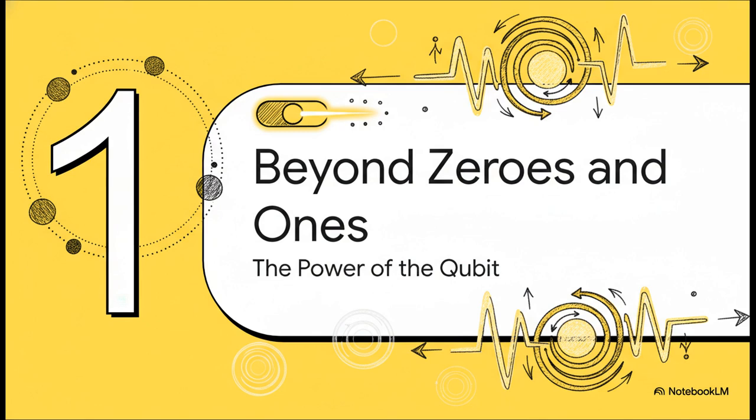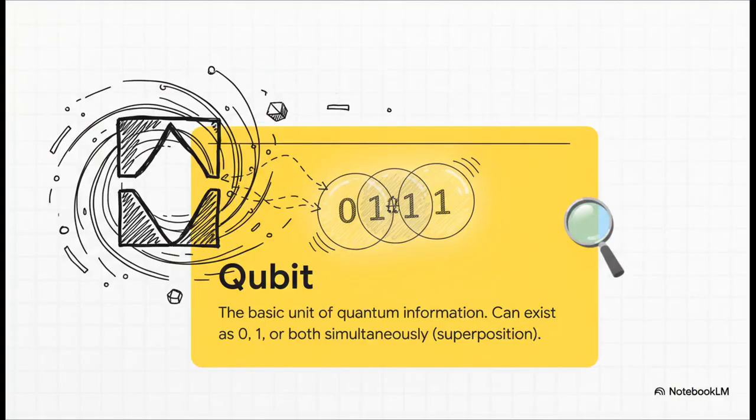Because to really understand quantum gates, you first have to appreciate the totally weird and incredibly powerful thing they're designed to control. And that thing is the qubit. It's the basic unit of all quantum information. And this is where your brain might start to melt a little. Because of a property called superposition, a qubit can be a 0, it can be a 1, or it can be both at the exact same time. Yeah, you heard that right. And it's this mind-bending ability that gives quantum computing its unbelievable potential.